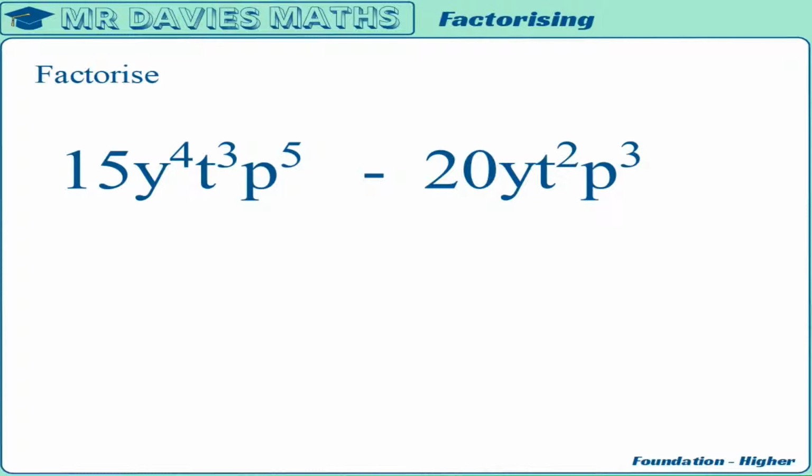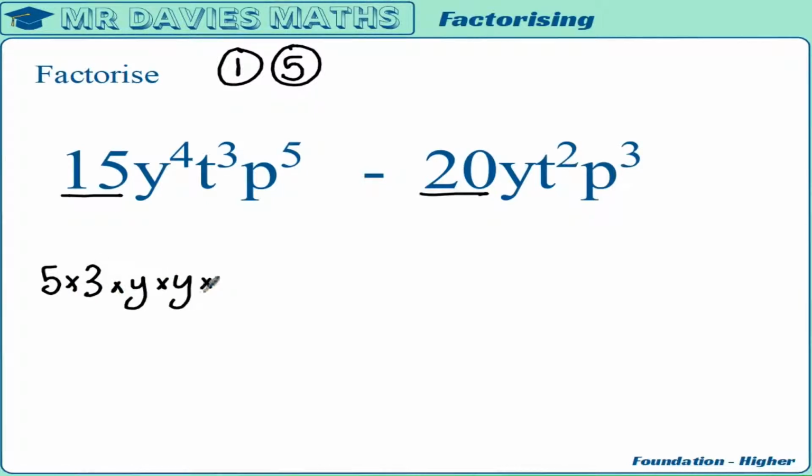A little bit crazier again. Here we go. We've got numbers involved, so 15 and 20. They're both in the 1 times table and they're both in the 5 times table. That's all I can think of. So here we go. 5 times by 3 will make the 15. Times by y, times by y, times by y, times by y. That'll be 4 y's, or y to the power of 4. I've also got times by t, times by t, times by t. There's your t power 3.